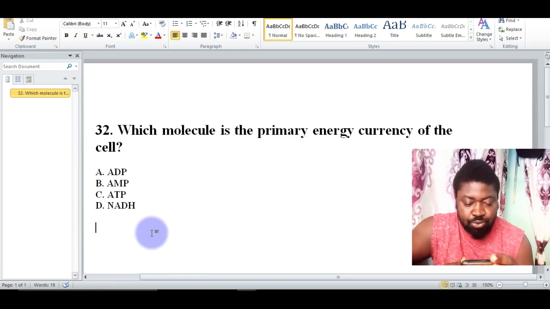Question number 32. Which molecule is the primary energy currency of the cell? A, ADP; B, AMP; C, ATP; and D, NADH. Which here is correct? The correct option here is C, which is ATP, because ATP is the primary source of energy which is used for cellular processes. So the correct answer is ATP, which is the energy source. Let's move to the next question.